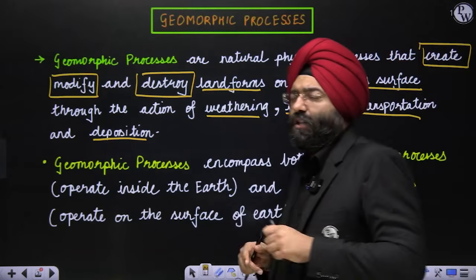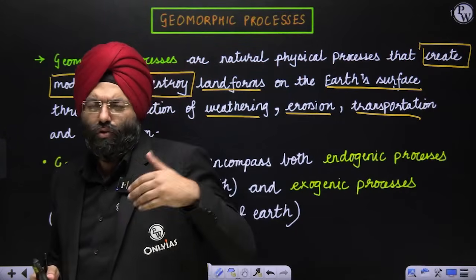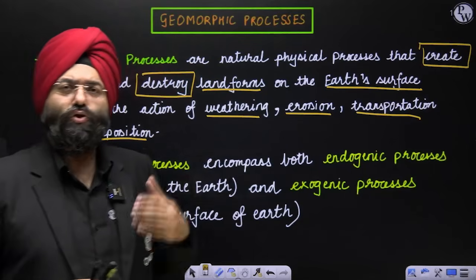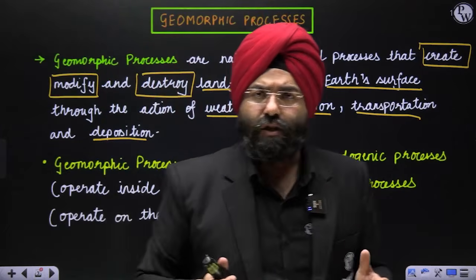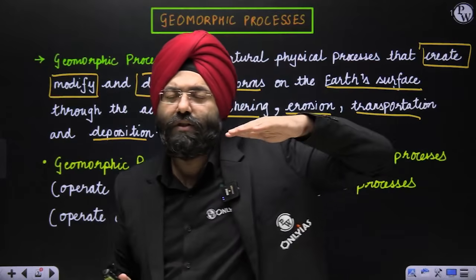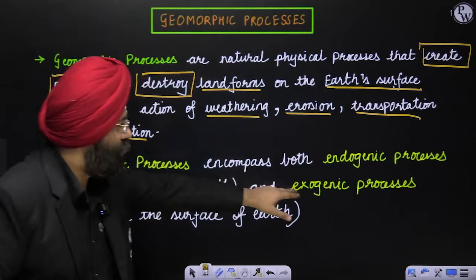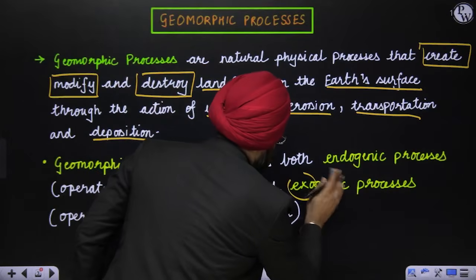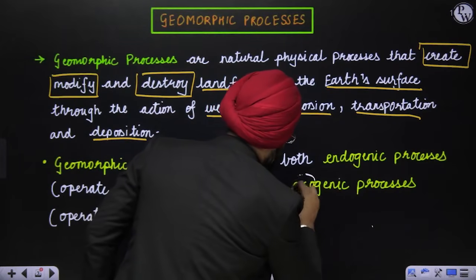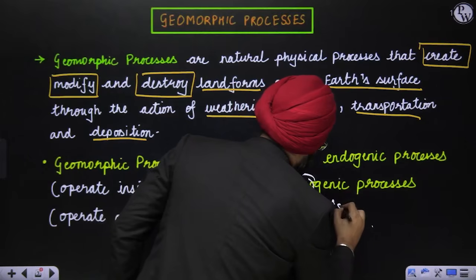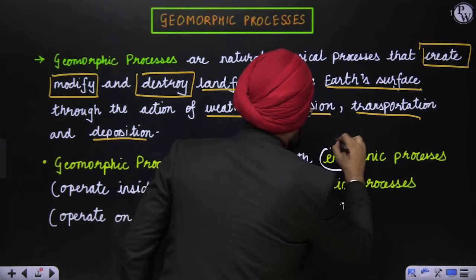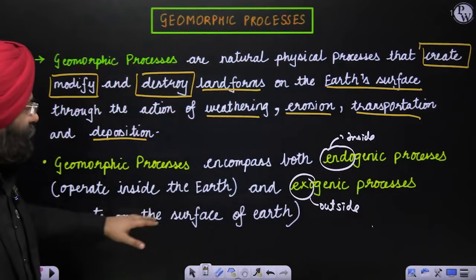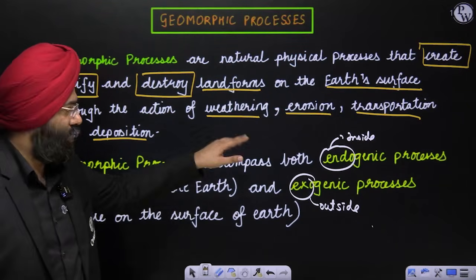On the other hand, there are other processes like erosion taking place by river water, erosion by glaciers, erosion by wind, and so on and so forth. Now, these are taking place on the surface of the earth. That is why these are exogenic, exo means outside. Endo means inside. These operate on the surface of the earth. So endogenic and exogenic processes.